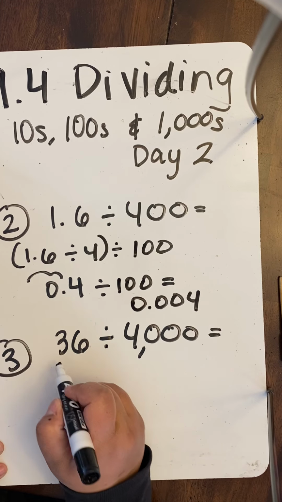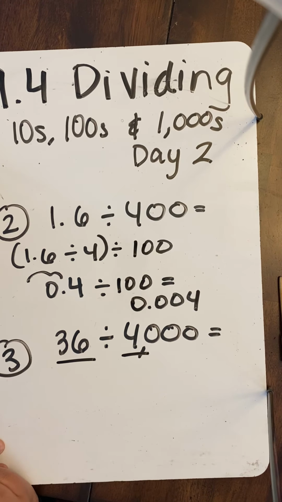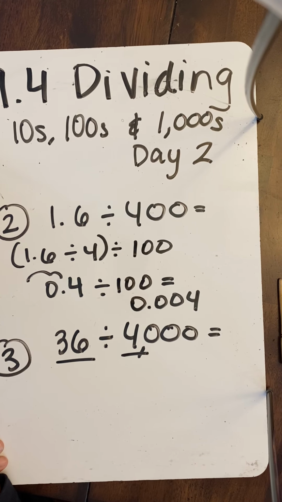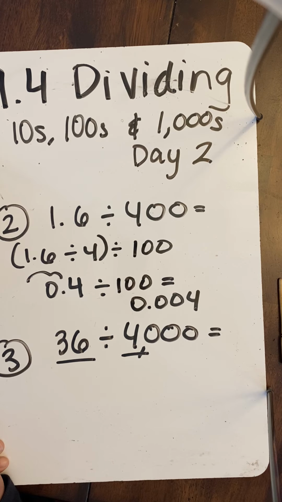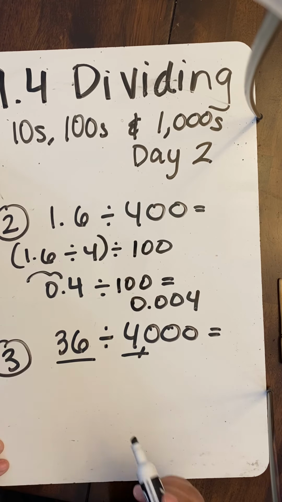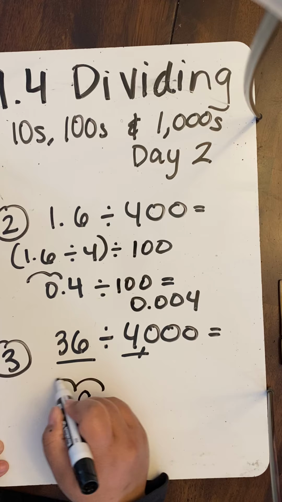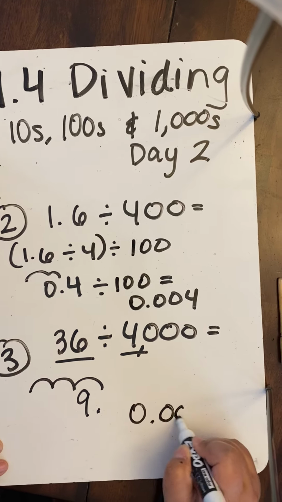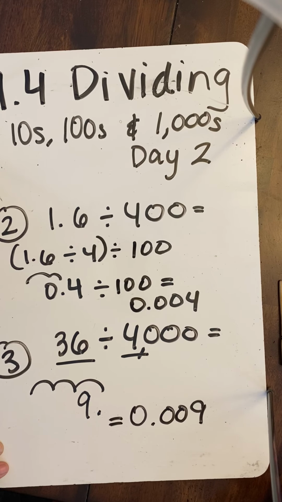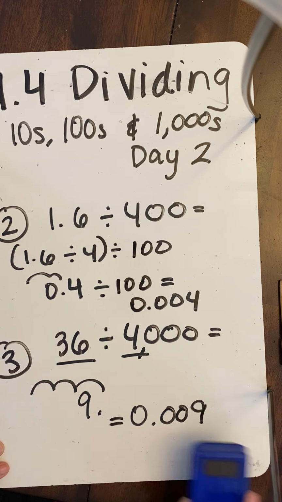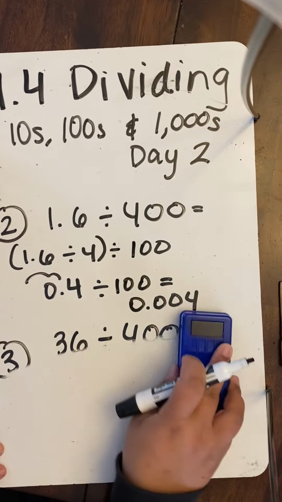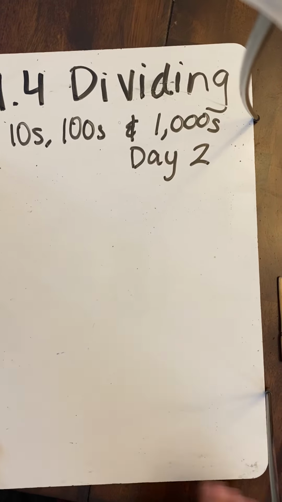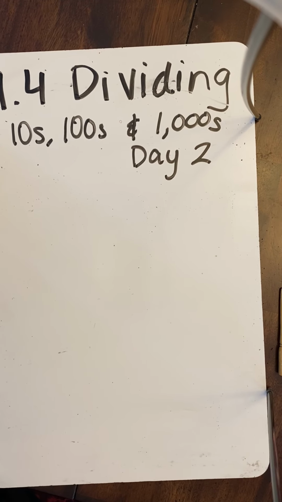And now this one would be 36 divided by 4, and then divide that by 1,000. So 36 divided by 4 would be 9, and 9 divided by 1,000 would be 9 thousandths. All right. Don't try to just do these in your head. Doing the arrows and writing out the thinking does help.